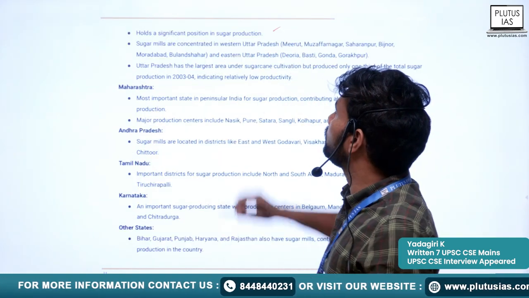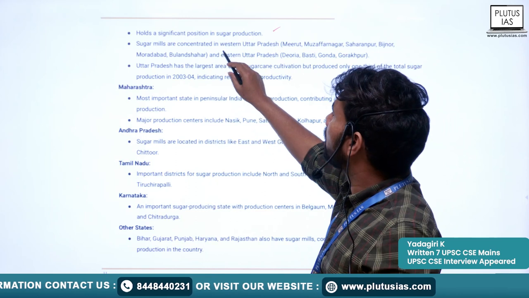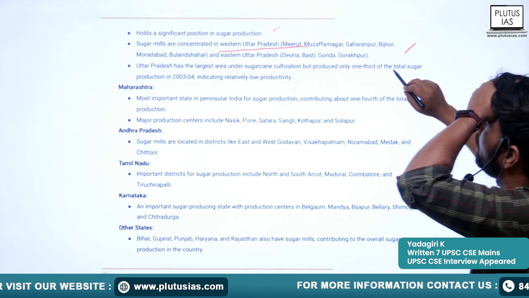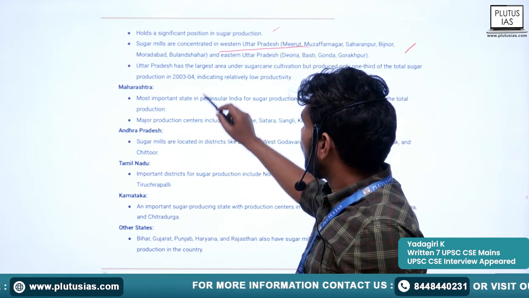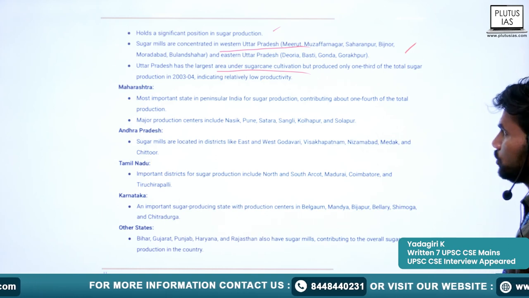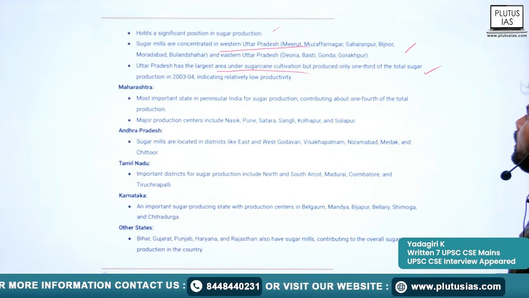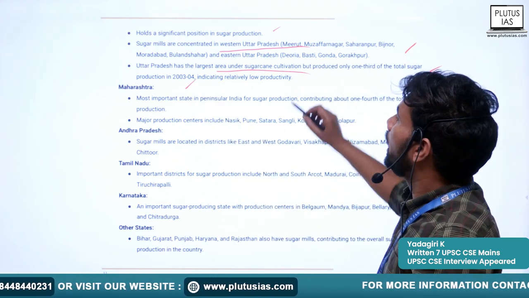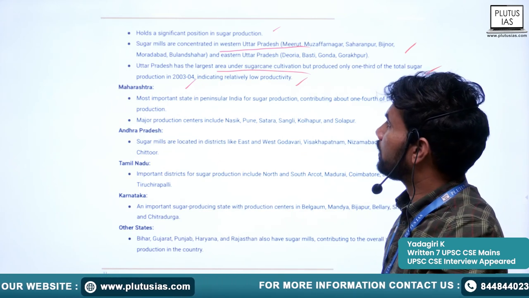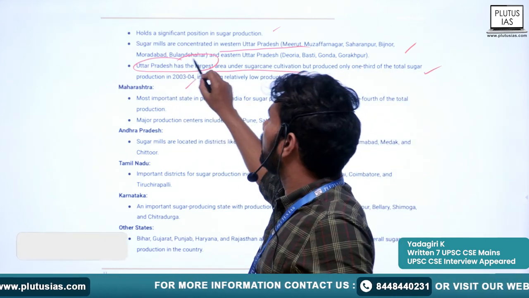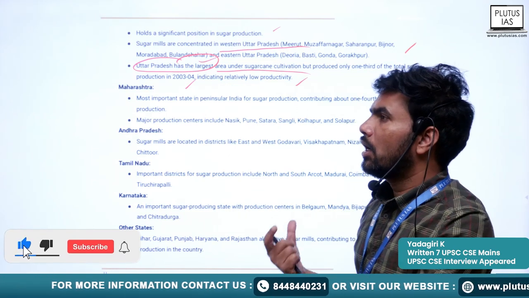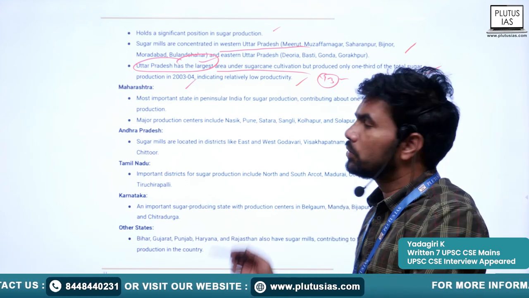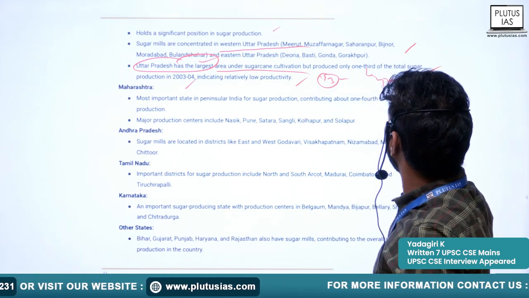It holds a significant position in sugar production. Sugar mills are concentrated in western Uttar Pradesh. Some cities are Meerut, Muzaffarnagar, Saharanpur, etc. It has the largest area under sugarcane cultivation, but produced only 1/3 of the total sugar production in 2003-04, indicating relatively low productivity. So Uttar Pradesh has the largest area under sugarcane production, but it is contributing only 1/3 of the total sugar production in India. So this shows that the productivity is very low.